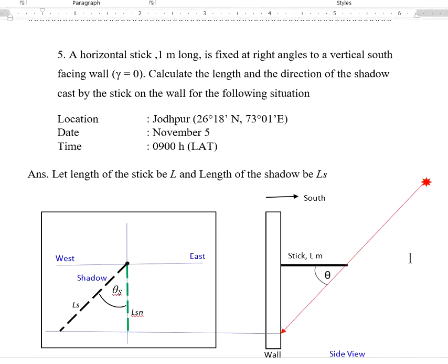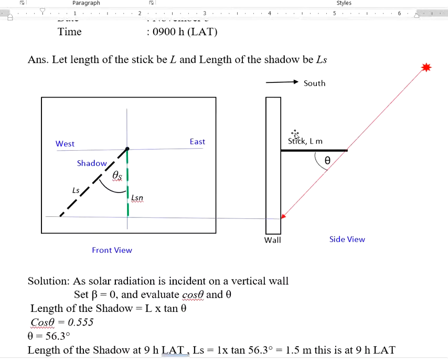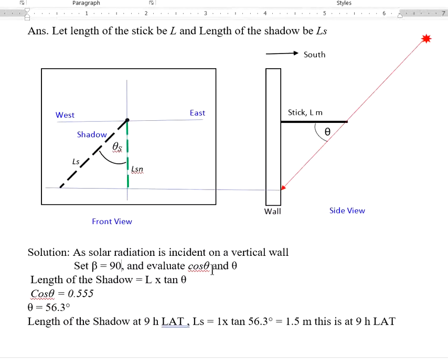So for the solution, this is a sketch first. Let us understand the sketch first. This is a wall, this is a stick, and the sun is on this side. So solar radiation is falling on a vertical plane, so here the plane has beta equal to 90 degrees. As solar radiation is incident on a vertical wall, set beta equal to 90 degrees and then evaluate cos theta.